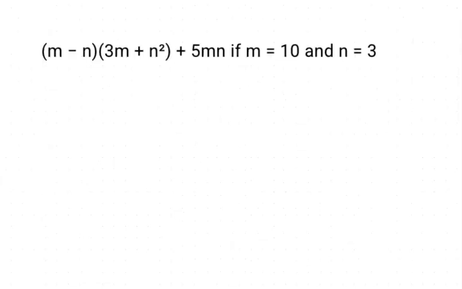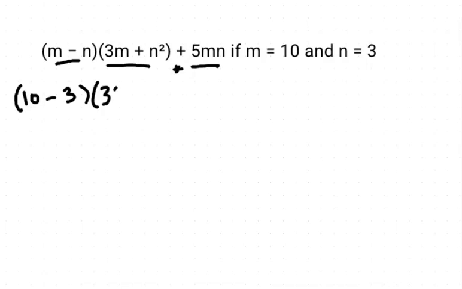This is a harder example. It's a little more complicated. We've got a term here, a term here, then we're adding, okay, a term here. We have an m value and an n value, so let's put them in. For every m, I'm going to put 10. For every n, I'm going to put a 3. So 10 minus 3. Then I have 3 times 10 plus n squared, which will be 3 squared, plus 5 times m, which is 10, times n, which is 3. So let's take a look at this guy.